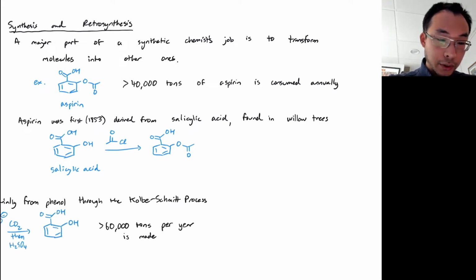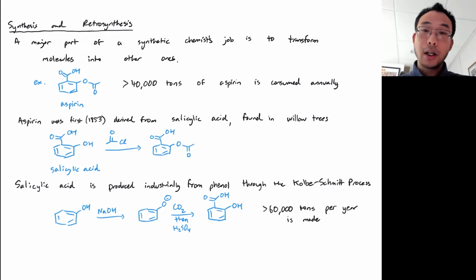The way it's made industrially is to start with phenol, which is this molecule here, and go through what's called the Kolbe-Schmidt process. The Kolbe-Schmidt process looks like this. You take phenol, we deprotonate it with sodium hydroxide to make phenoxide, or sodium phenoxide, and then that is subjected to an EAS reaction with molecules of CO2. That EAS reaction takes place ortho to the phenoxide group here, getting you to salicylic acid. And this reaction is done on over 60,000 ton scale every year.